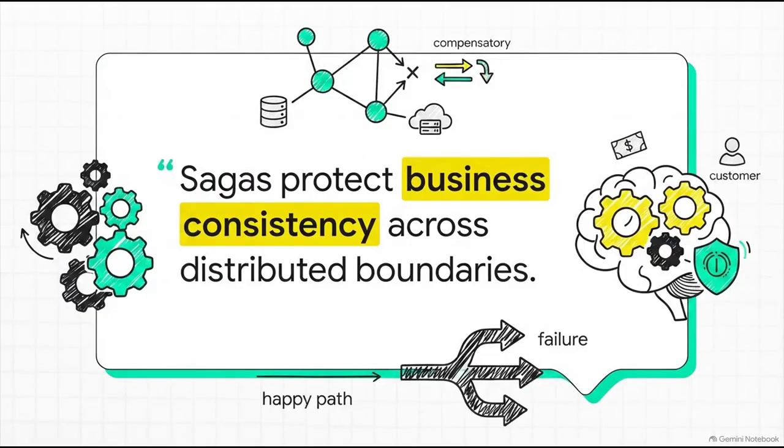Which brings us to our final takeaway today. It's a profound summary of everything we've been covering. Transactions protect consistency inside a single boundary. Sagas protect business consistency across distributed boundaries. A saga isn't just a fancy distributed database transaction, it's an entire comprehensive strategy for managing failure and protecting your core business logic when things inevitably go wrong. So the next time you are building a feature, ask yourself this: are you just designing for the happy path, or are you actually engineering for the inevitable failure?